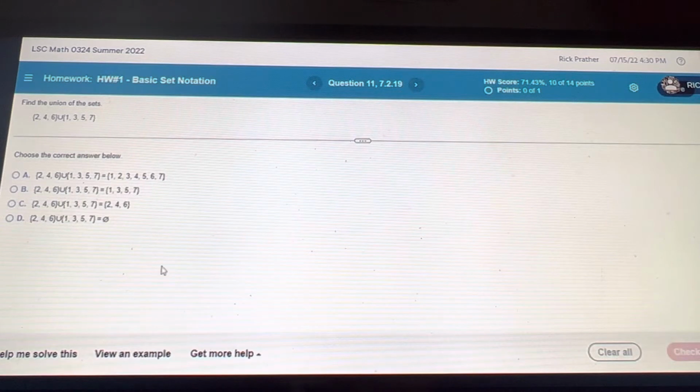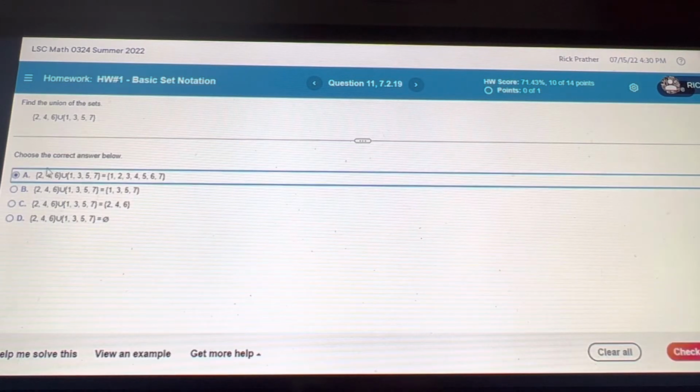And then this is the same thing with multiple choice. This is a union. So I want one of each number. I need a 1, a 2, a 3, a 4, a 5, a 6, and a 7. 1 through 7 is the union. That's one of every number I see at least once.